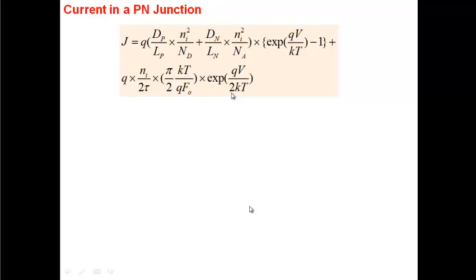Now, if you compare these two components, one of them is increasing as QV by KT. The other one is increasing as QV by 2 KT. So which one is increasing strongly with voltage? Obviously this one. This one increases slowly with voltage, relatively slowly as compared with this one here. Okay, let's compare the two components.